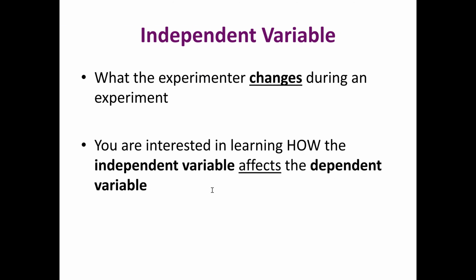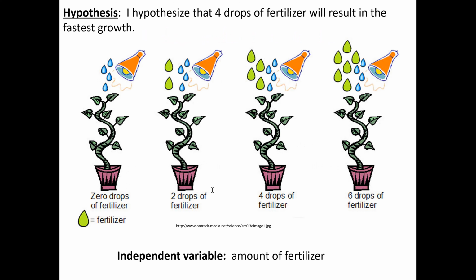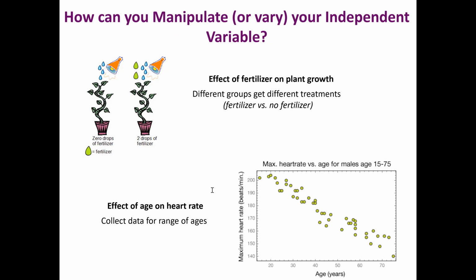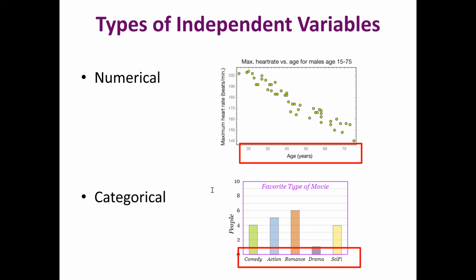Next, we're going to talk about types of independent variables. There's two major categories of types of independent variables. There's numerical independent variables. That means what you're changing is a number or an amount of something. So for example, in this experiment up here, you've got the effect of age on heart rate. By adjusting the numerical age, we're going to plot these different points at a different heart rate.